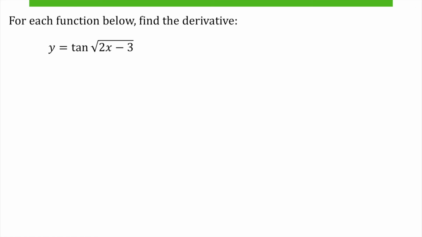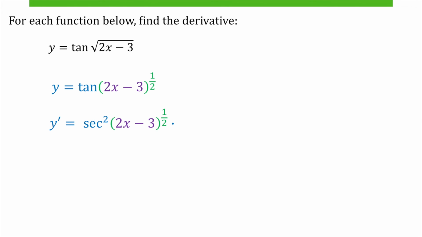I thought it would be fun to end with a tangent problem. So again, we're going to first identify the functions we see and change the radical into a fractional exponent. I see three functions here: tangent, and then something to the 1/2, and then 2x minus 3. So we'll do the outside first. The derivative of tangent is secant squared. Keep the rest of it the same.